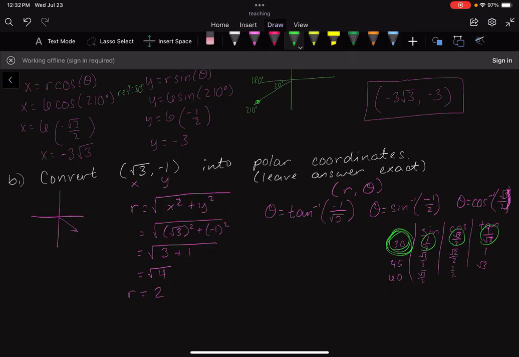The issue is going to happen if you use your calculator. And then also we need to be careful because this just has a reference of 30 degrees. Theta is not actually 30 degrees. Theta is 330 degrees because we would have to do 360 minus 30 and get 330.